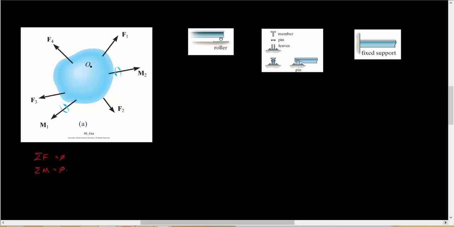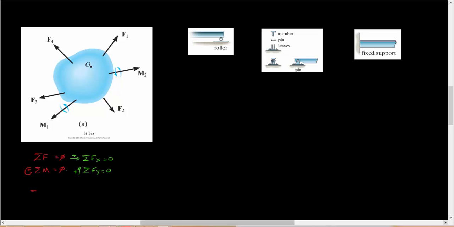We could break up the sum of our forces into the sum of our forces in the x direction and the sum of our forces in the y direction. In my nomenclature, I say positive is up for the y and to the right for the x. And for my moment, I call positive going counterclockwise.